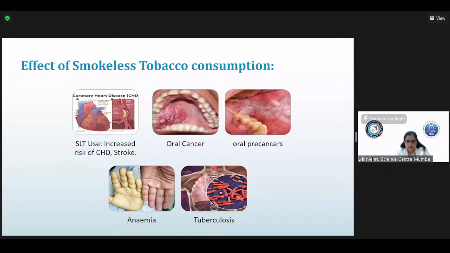Then there are certain reproductive and developmental risks during pregnancy. There can be early delivery and stillbirth, and the baby's brain development before birth gets affected. There can be anemia. Along with that, the spitting increases the spreading of infectious diseases such as COVID. So thus, there is no form of smokeless tobacco which is a safe substitute for smoking.